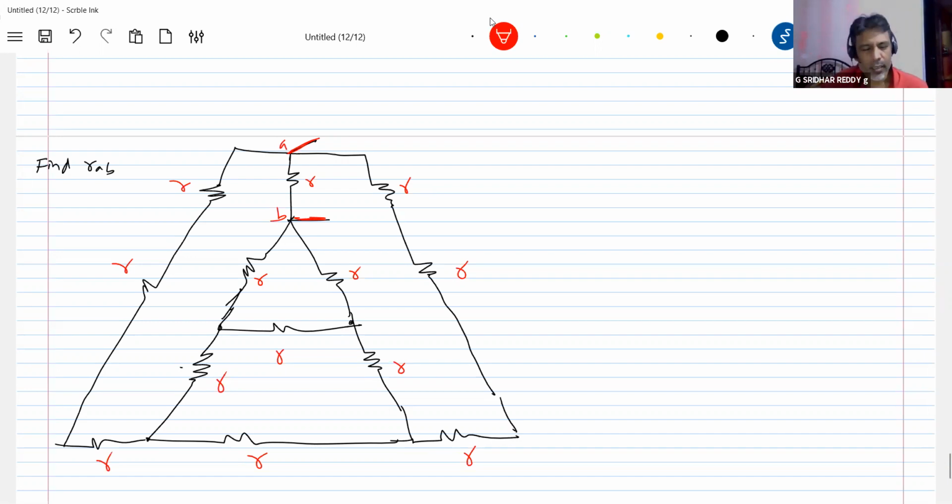So here, the distribution of current. What is the law? What is the method we are applying? I'm going to connect a cell. Let the current I enter here. Now look at this particular branch here.